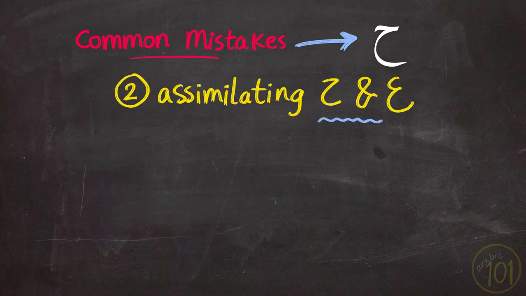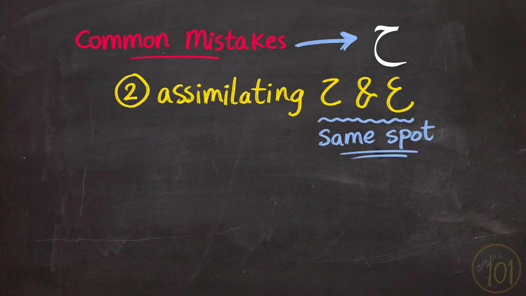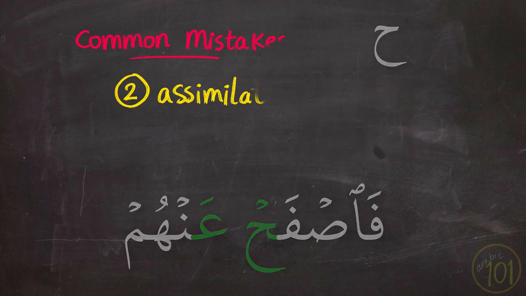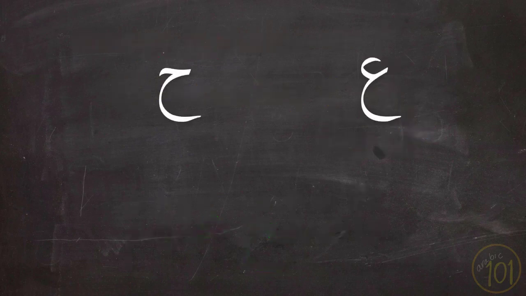The other mistake is assimilating the ha and ayn sound when they follow one another. This mistake can easily happen because both of these sounds come from the exact same spot. A mistake sounds like this. فَاصْفَحْ عَنْهُمْ. So when they follow one another, make sure you produce the first one clearly before moving to the next one. فَاصْفَحْ عَنْهُمْ.